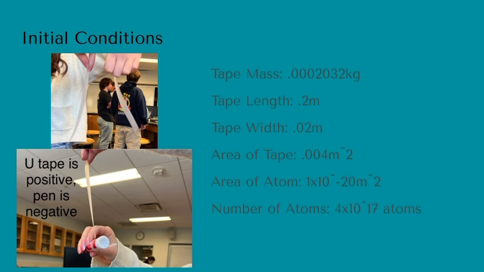And so here we have an image of our two pieces of tape repelling each other since they both have the same charge. And since the tape is positive and the pen that we rubbed against a cloth has a negative charge, we see these two attracting in this photo at the bottom.